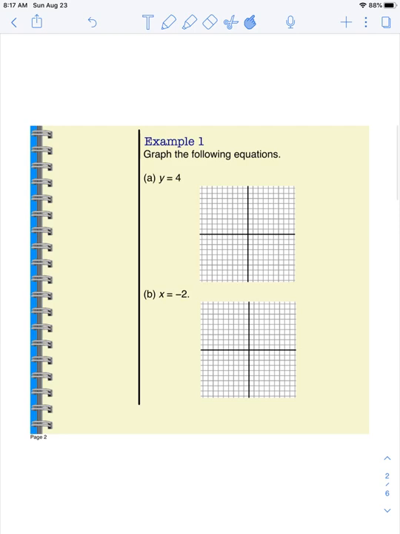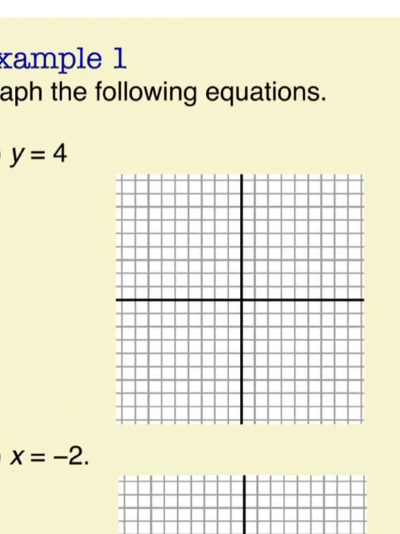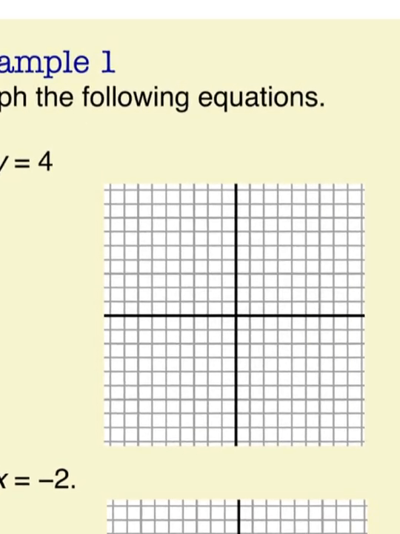All right, so remember in the vocab we said when y equals a number, that's a horizontal line. So that number is also going to be the y-intercept. So when I graph y equals 4, I'm going to find the point on the y-axis where y equals 4, and then the function is just a straight line through that point.